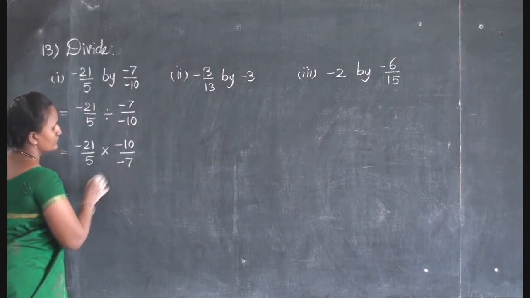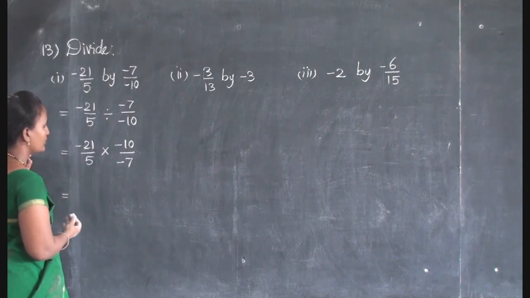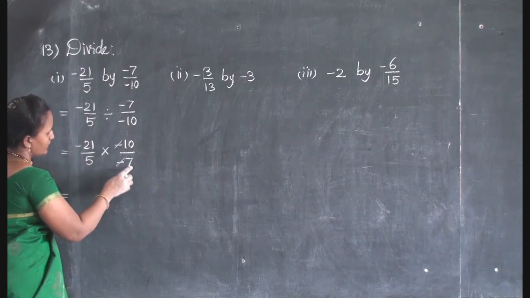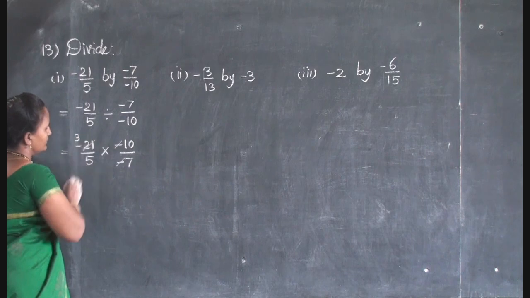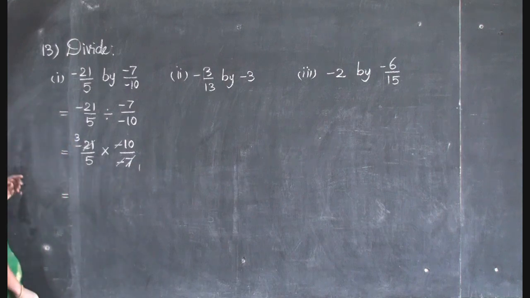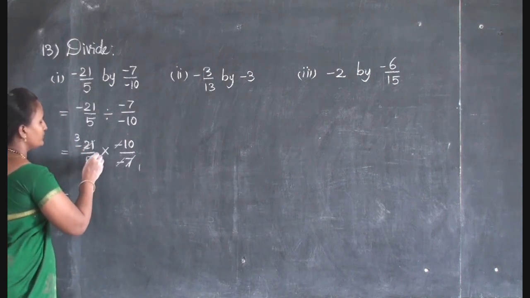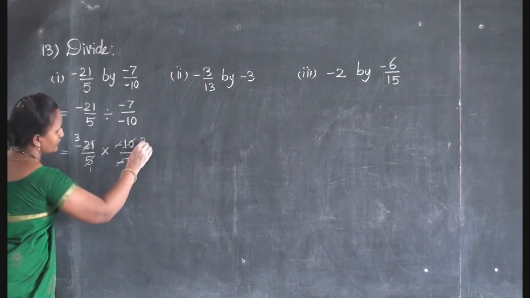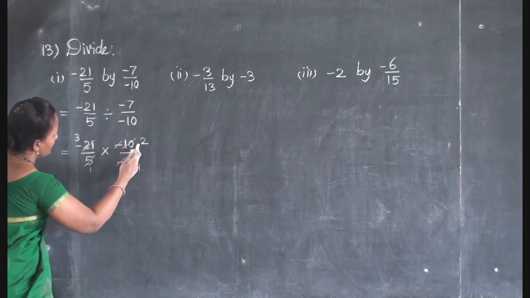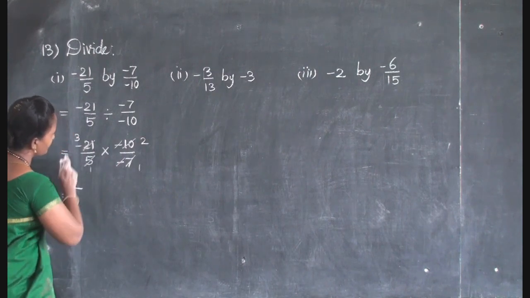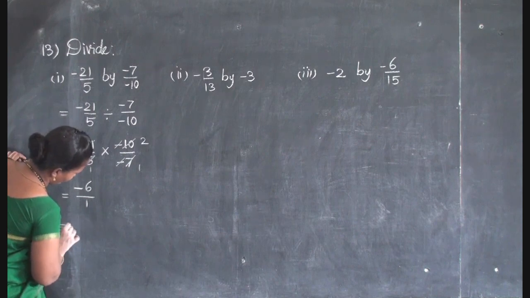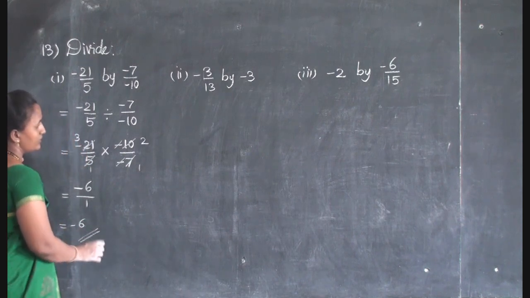Now cancellation, if possible cancel, otherwise multiply. Minus cancelled, and 21 and 7 are both in the 7 table. 3 times 7 ones are 7, 7 threes are 21. Here the 5 table: 5 ones are 5, 2 5s are 10. Here minus into plus 2. Minus 3 2s are 6 divided by 1, that is equal to minus 6. This is the answer.